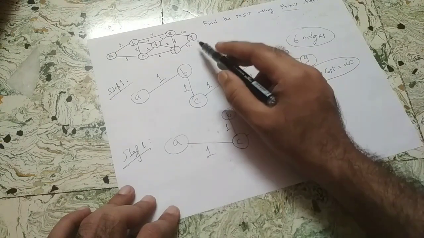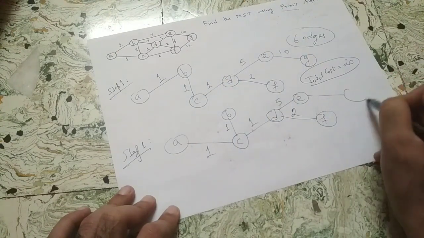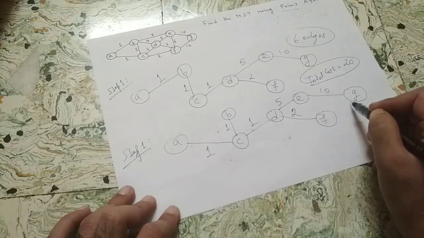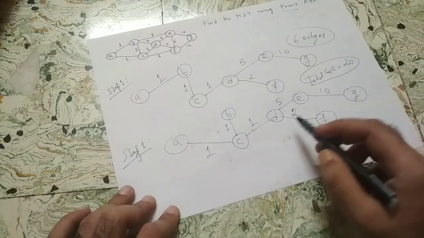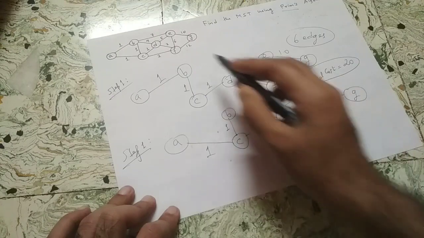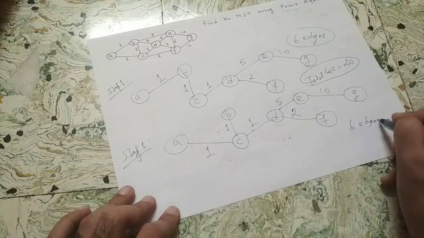The next edge to consider is 10. If I add this edge connecting E and G, it's allowed. Why? Because this edge is leading to a new vertex G. Now see, how many edges do I have? 1, 2, 3, 4, 5, 6. And how many vertices do I have? 7. So I've added 6 edges. So I can stop the procedure.